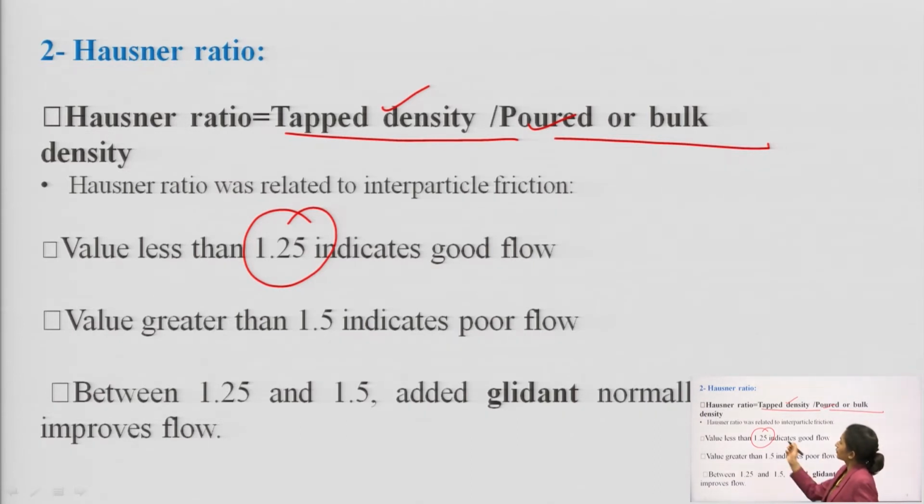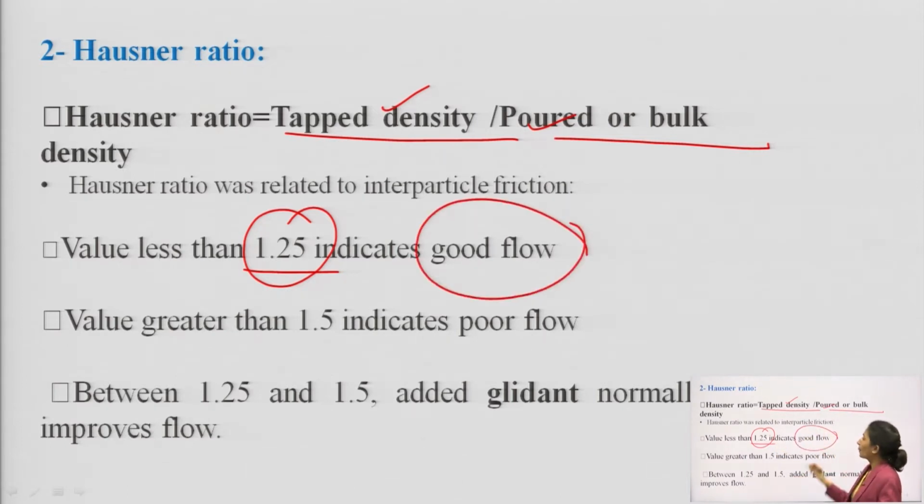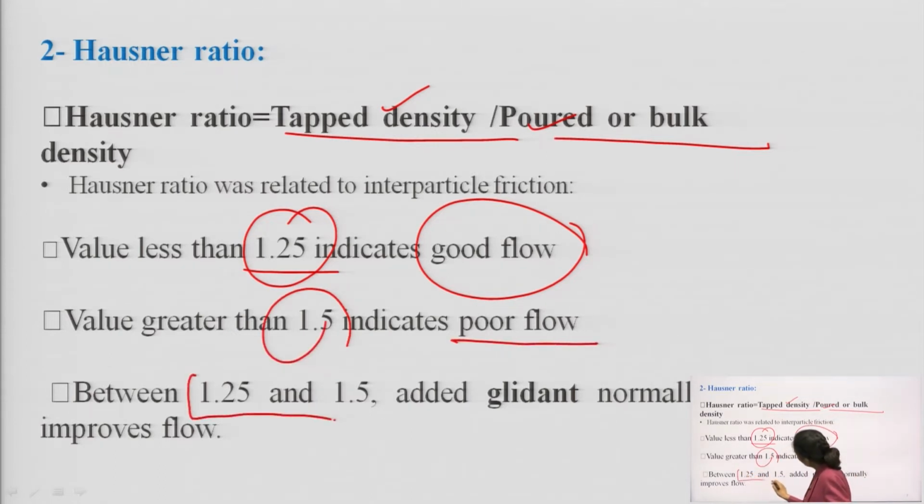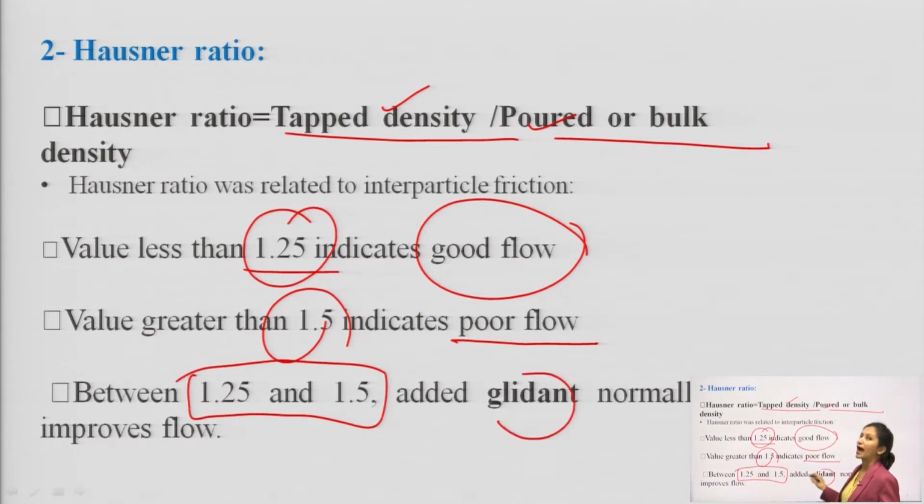If the Hausner ratio value is less than 1.25, then it will be a good flow. If it is greater than 1.5, it has a poor flow, and if it is between 1.25 to 1.5, then you have to add the glidant to improve the flow property. Now, what are the glidants? We will discuss on the next slide.